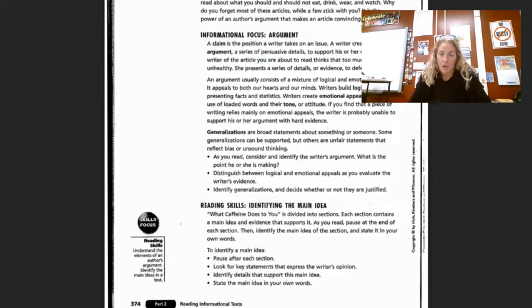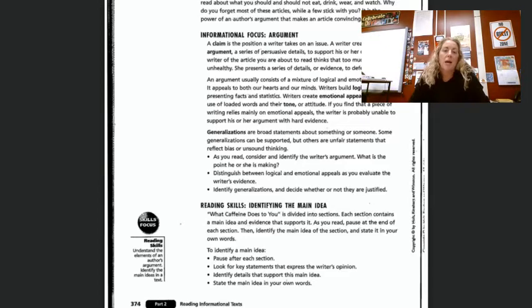Writers build logical appeals by presenting facts and statistics. Anytime there are logical appeals, that means they can be proven. There are statistics or facts to back up that appeal. But writers also use emotional appeals through the use of loaded words and their tone or attitude. If you find that a piece of writing relies mainly on emotional appeals, then the writer is probably unable to support his or her argument with hard evidence.